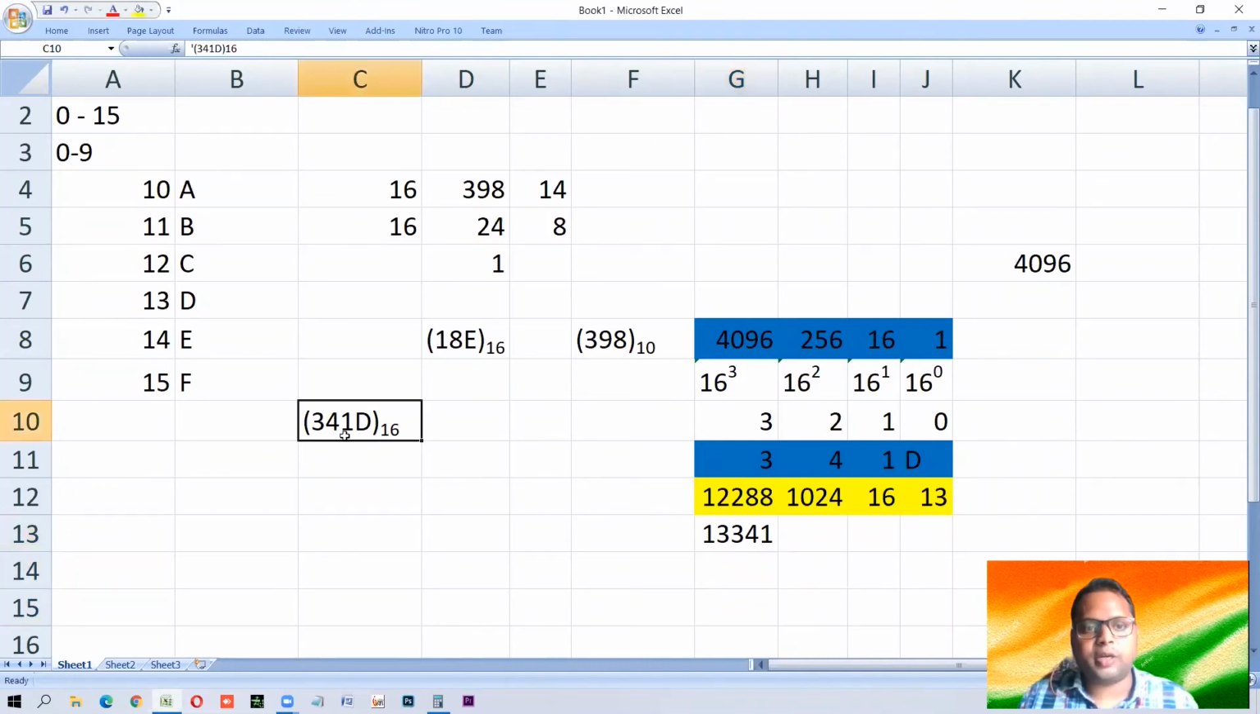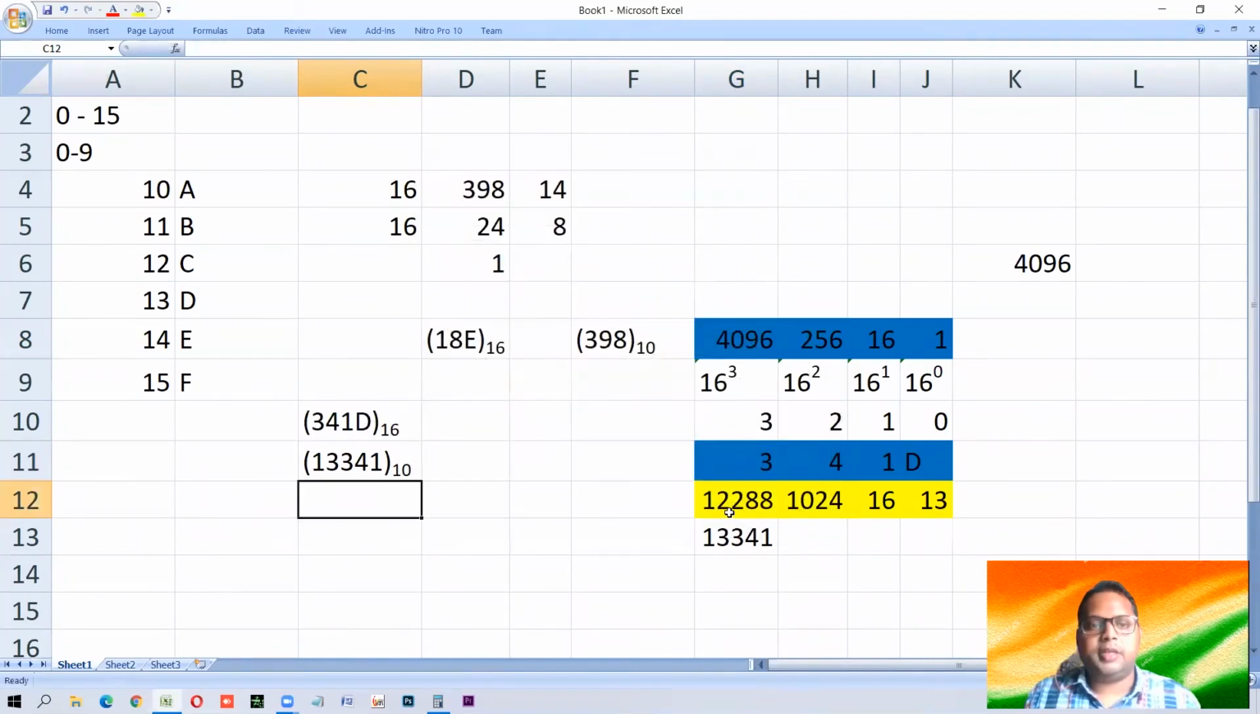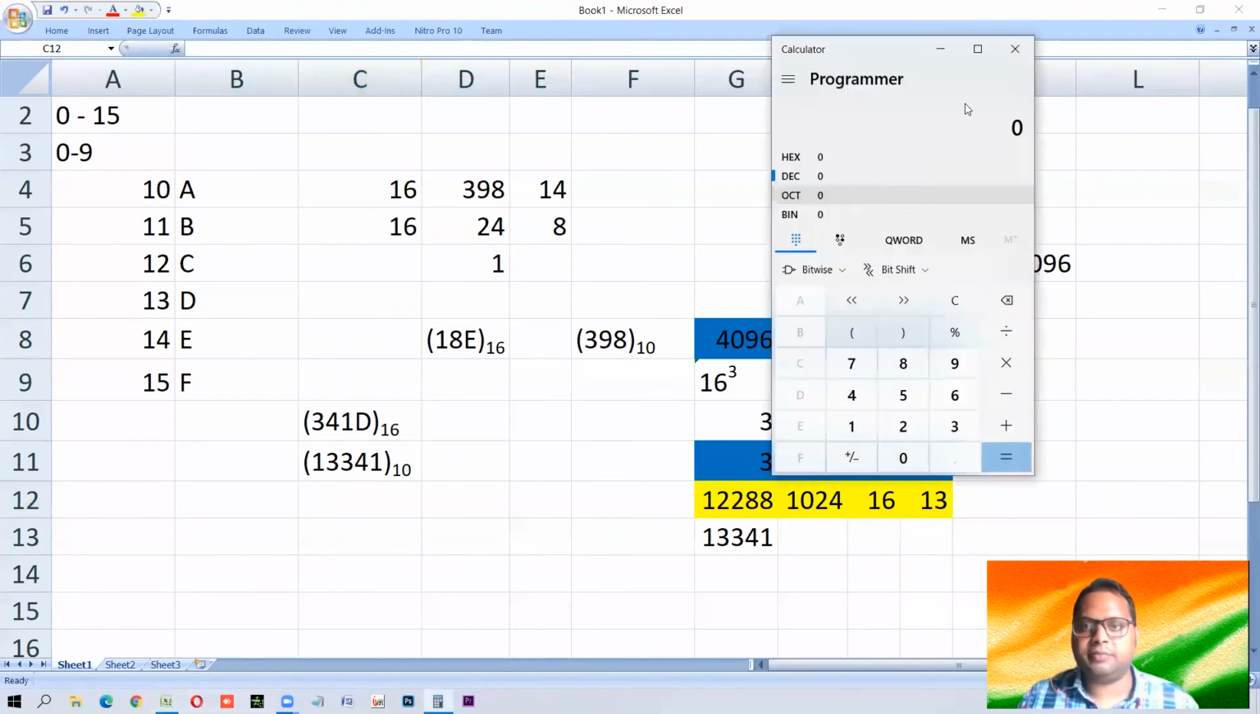This means that this particular number, which is in hexadecimal, is equal to this number in decimal. So let us first write it properly, and then we'll verify whether this is okay or not. Press F2 and then Control 1, then subscript. Now let us verify it. How can we verify? Using a calculator. Very simple.